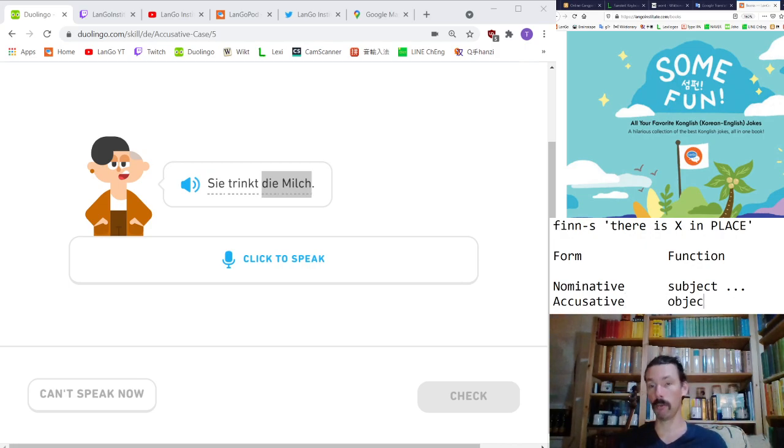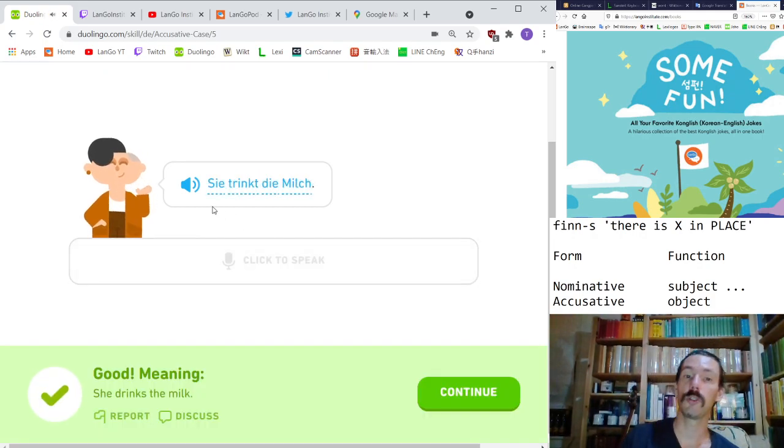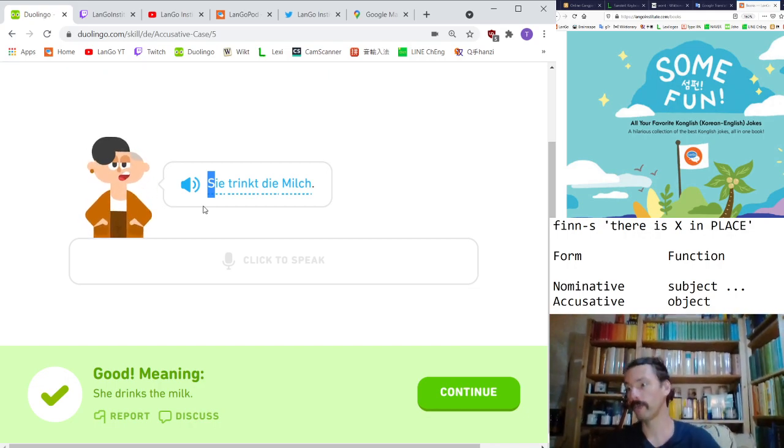Main function is object of a verb. So trinken, to drink. We have a doer, a drinker, and the thing drunk. That's the object. Sie trinkt die Milch. You spell this one with an S, but it's a voiced Z sound.